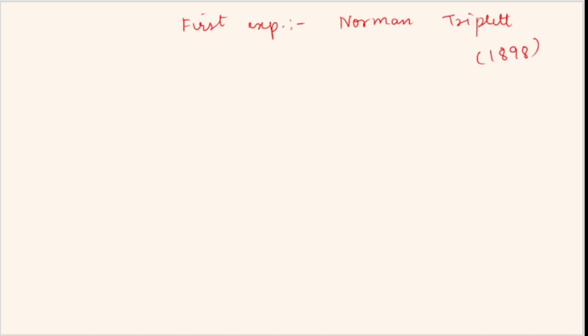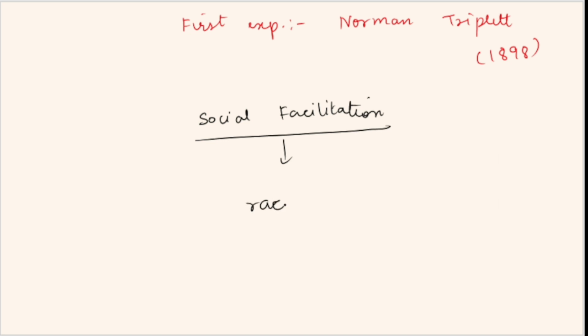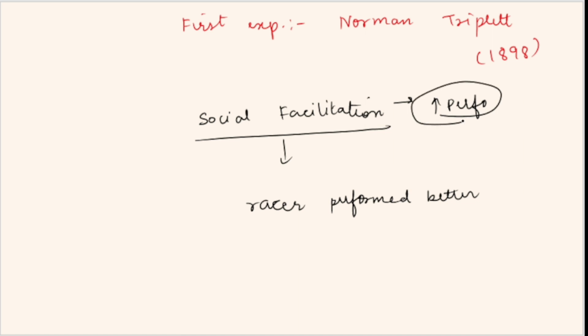So he noticed a phenomenon named social facilitation. He studied the bicycle racers, and the racers actually performed better in front of an audience than they did in their practice sessions. So social facilitation is when the performance of a person gets better because of the presence of other people. This was the experiment conducted by Norman Triplett. You can also be asked what was the first social psychology experiment. It is by Norman Triplett in the year 1898 on social facilitation.